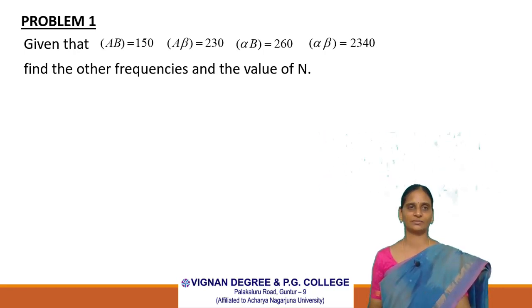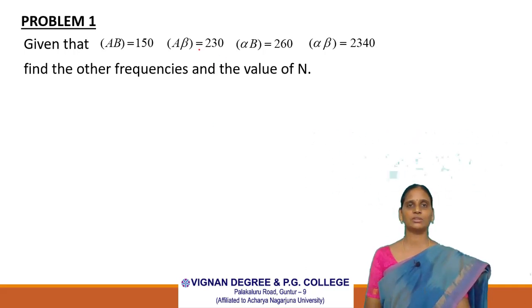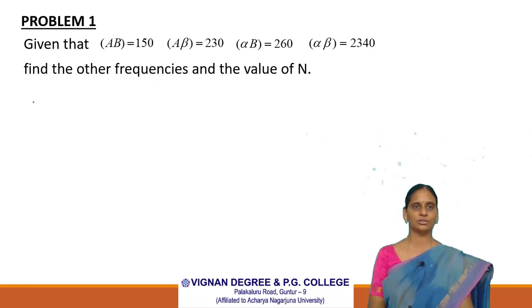First, problem 1. It is given that frequency of AB is equal to 150, frequency of A beta is equal to 230, frequency of alpha B is equal to 260 and frequency of alpha beta is equal to 2340. Find the other frequencies and the value of n. Now the solution of this problem.